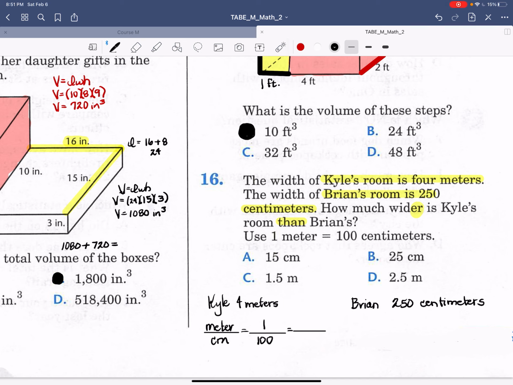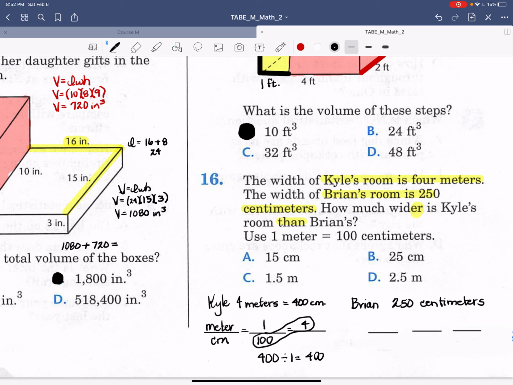And Kyle's room is 4 meters. So 4 times 100, that's 400. Divided by 1 is still 400. So Kyle's room is 4 meters or 400 centimeters. They're equal, they're just different units. So I'll do the same conversion with Brian's.